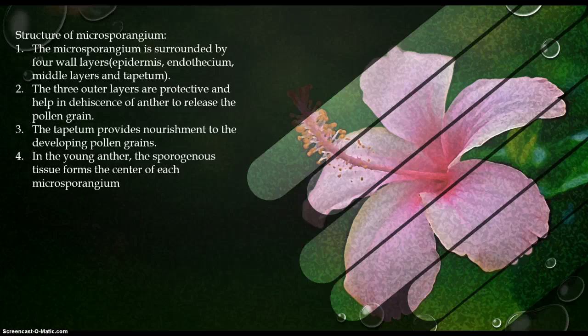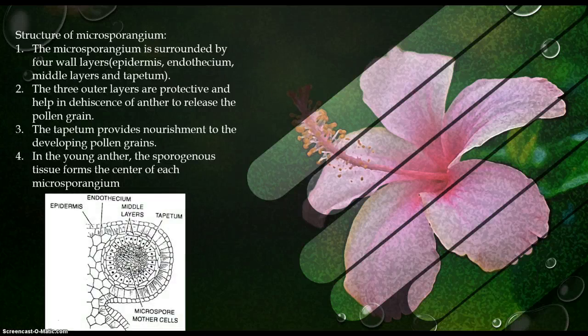At the center of each sporangium, what do we have? We have sporogenous tissue. From this sporogenous tissue, the pollen grains will form. Outside that, what do we have? Tapetum, then the middle layer, then endothecium and epidermis. Epidermis, endothecium and middle layer serve as protective layers, whereas tapetum helps in providing nourishment.